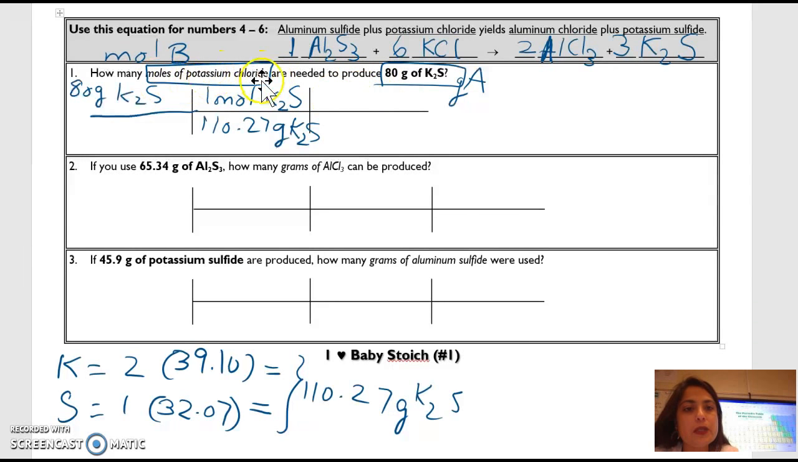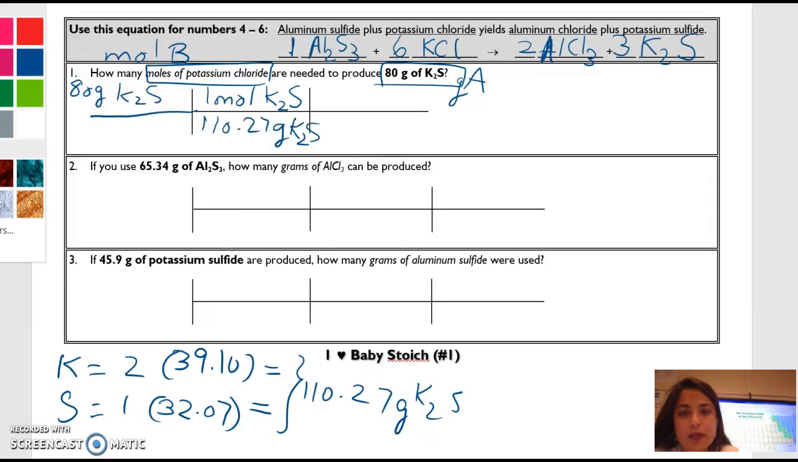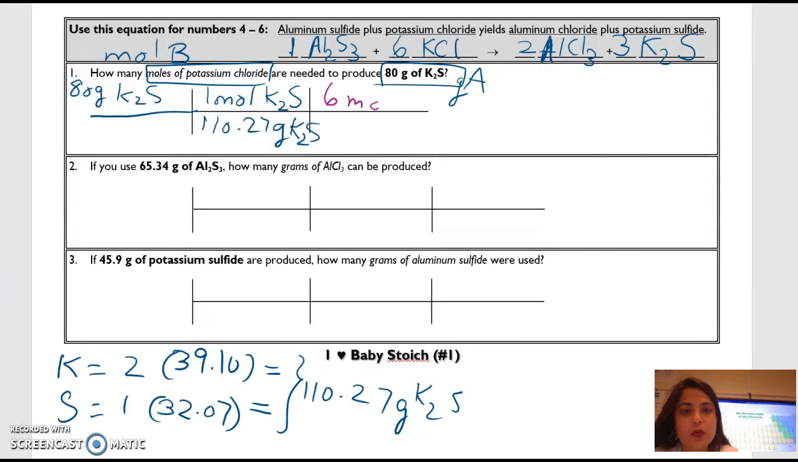Okay, this is your mole ratio. So mole B is potassium chloride, and mole B is right here, 6. So we're going to put 6 mole KCl over A, which is your potassium sulfide, and that is right here. You're going to use this 3 mole potassium sulfide. And then put it in your calculator just as you see it.